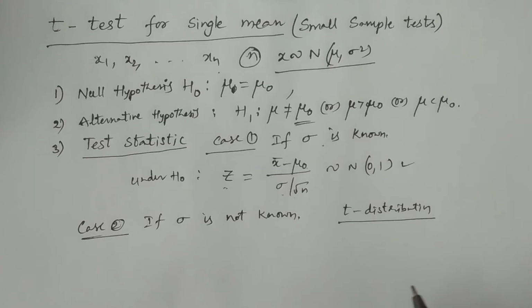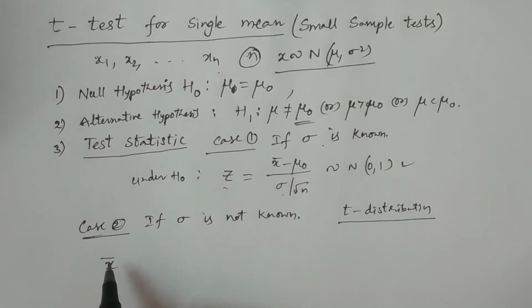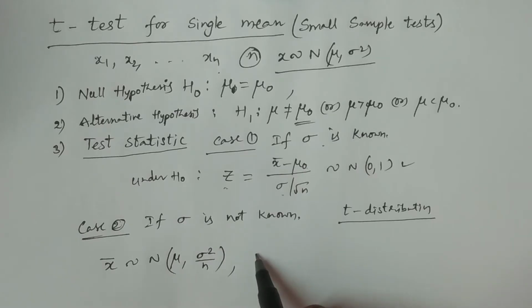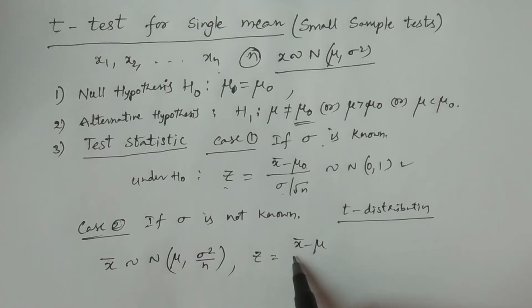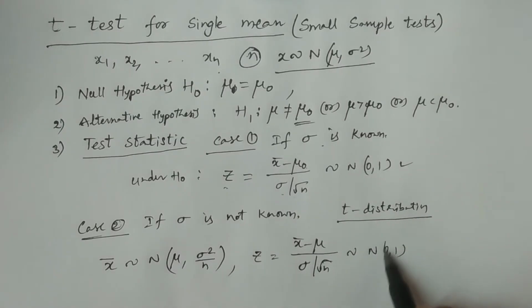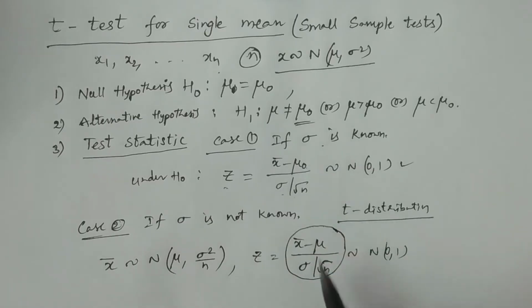So first of all, I consider the standard normal variate for the sample mean x bar. The x bar follows a normal distribution with mean mu and variance sigma square by n. So the standard normal variate is z equal to x bar minus mu divided by sigma by root n, which follows N(0,1). This is the standard normal variate.